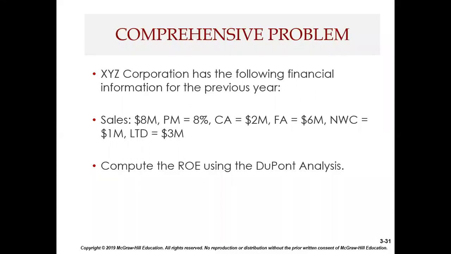So it's 8 divided by 4. Our equity multiplier is 2. So now take profit margin, 0.08. Total asset turnover is 1. So times 1, and then times 2, will give us 16% return on equity because our equity multiplier is 2. Sorry about that. So that should be your answer for your comprehensive problem.